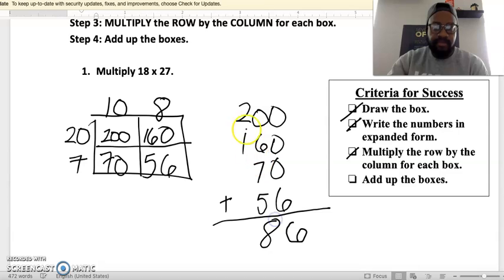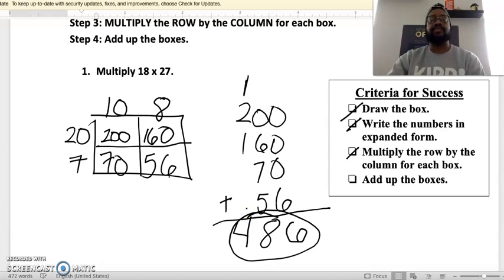Put the 8 down. Carry the 1 over. In the hundreds place, 1 plus 2 plus 1 gives me 4. Therefore, my answer is 486. So remember, first thing I did was I drew the box. Then I wrote the numbers in expanded form. Then I multiplied the row by the column for each box, and then I added those all together.